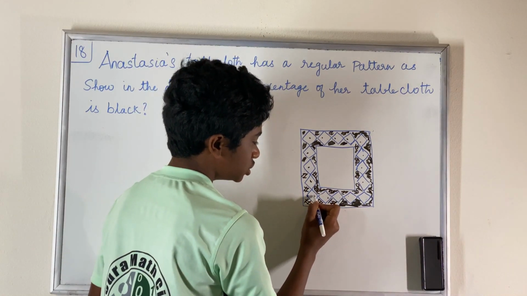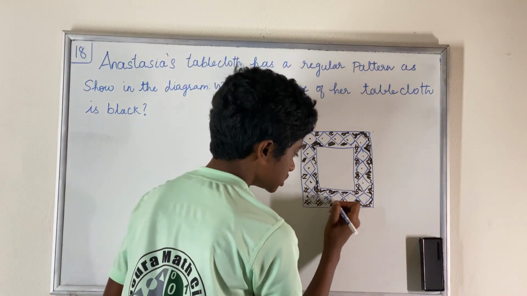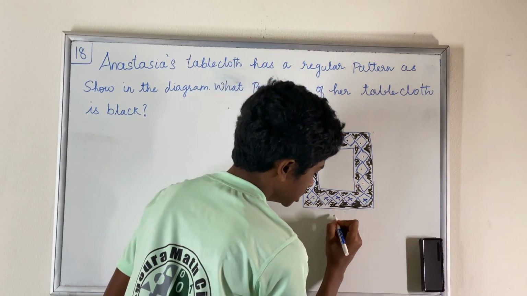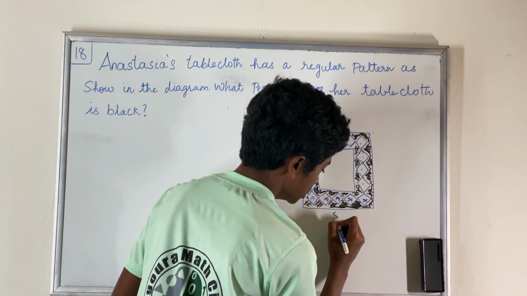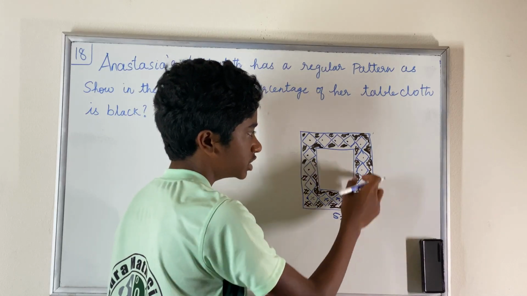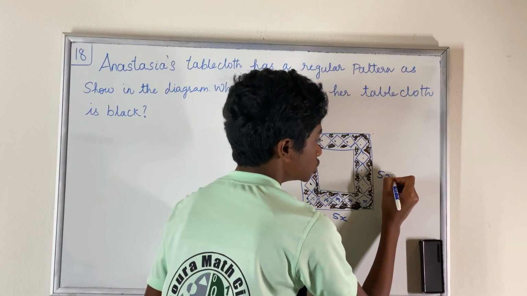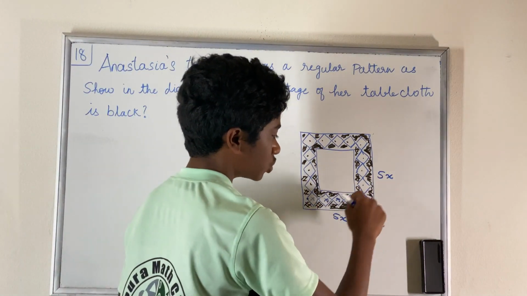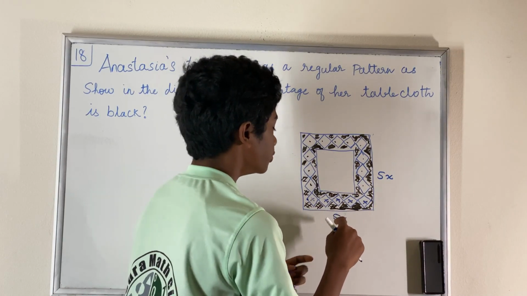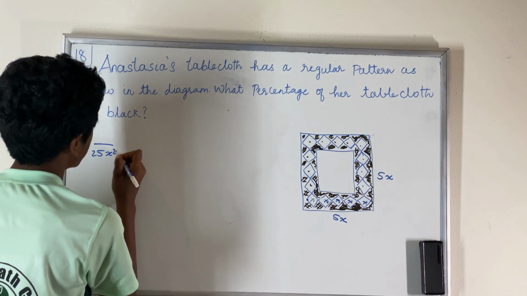So if we take the diagonal of each square as x, then we should get the length of the side to be 5x. So 5x on one side, and since it's a square, and because there are 5 on each side, this would be 5x, and this would also be 5x. So to find the area would be 25x squared, because 5x is 5 times x. So the denominator is 25x squared.